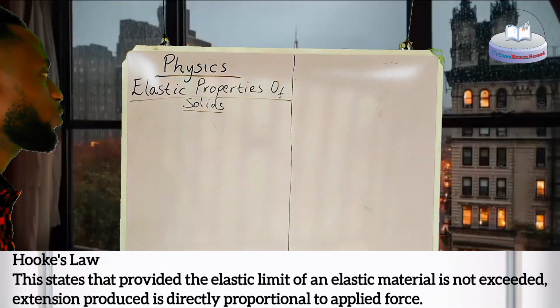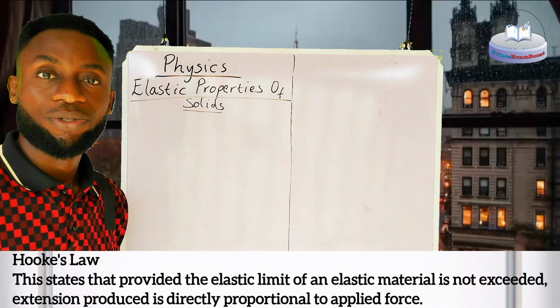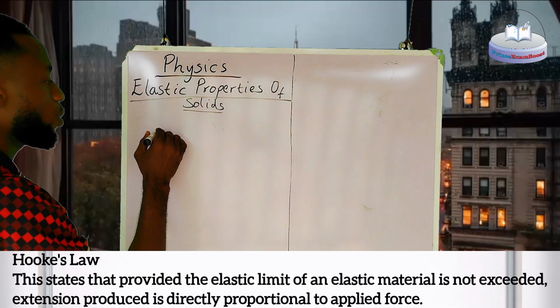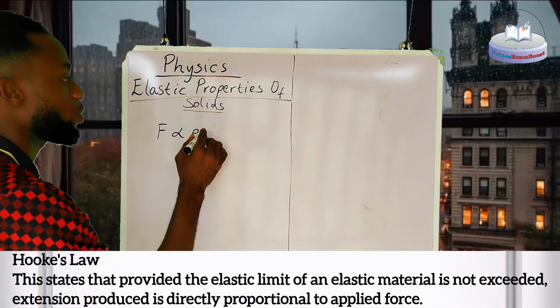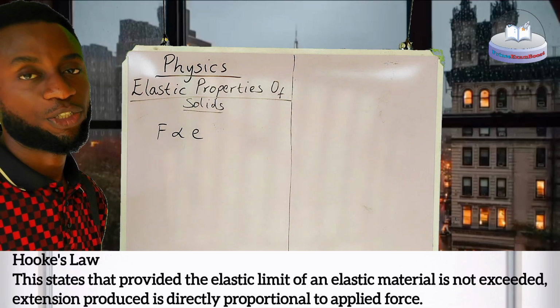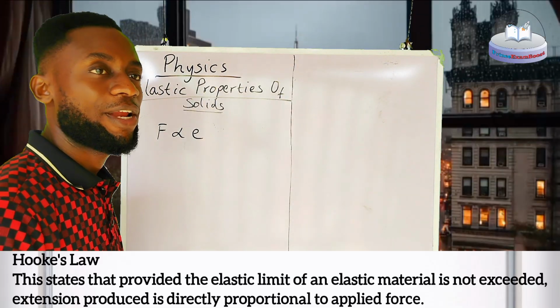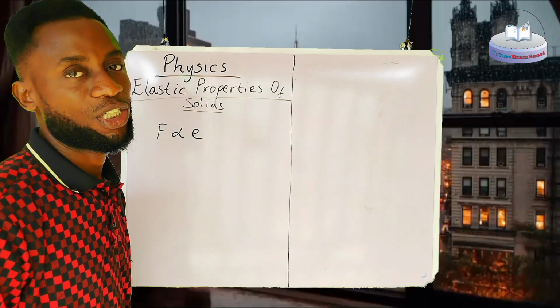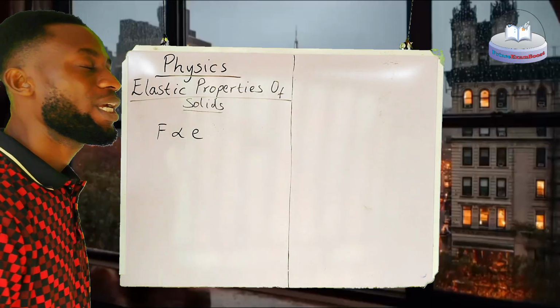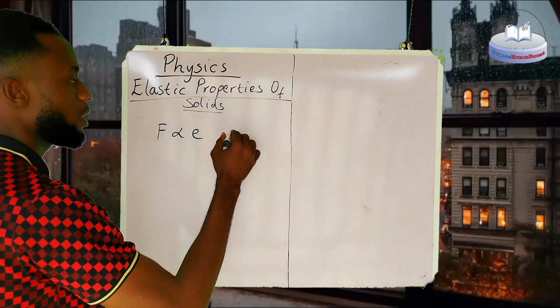Hooke's law says that, provided we do not exceed the elastic limit of any material, the force is always going to be proportional to the extension. What that means is that if you have an elastic material like a spring and you apply a small force, it will extend by a small amount. And if you increase the force, the extension will increase as well, and they do so in proportional form. Such is the statement from Hooke's law.